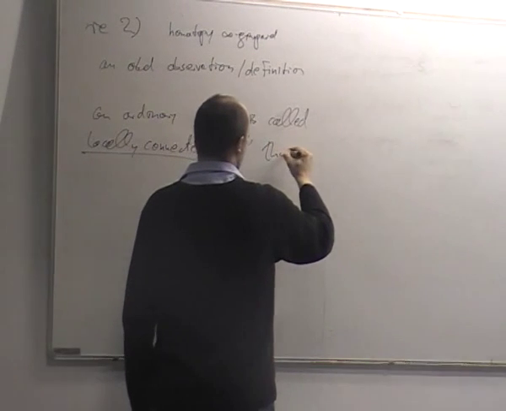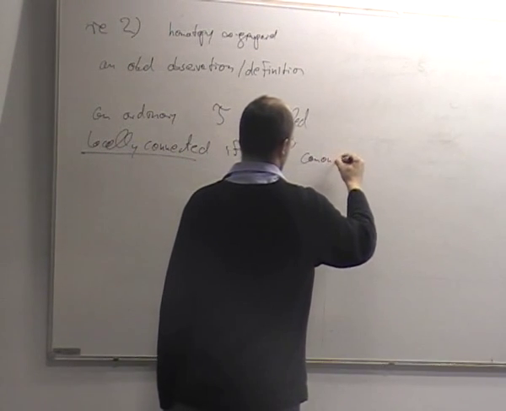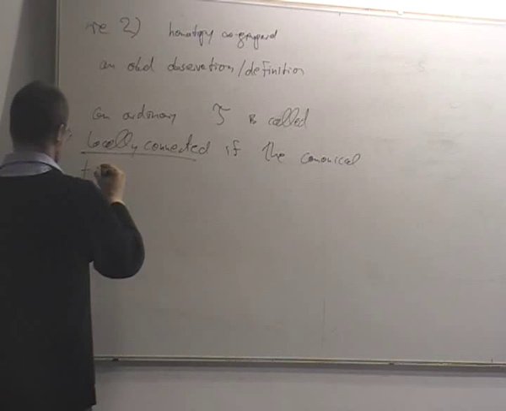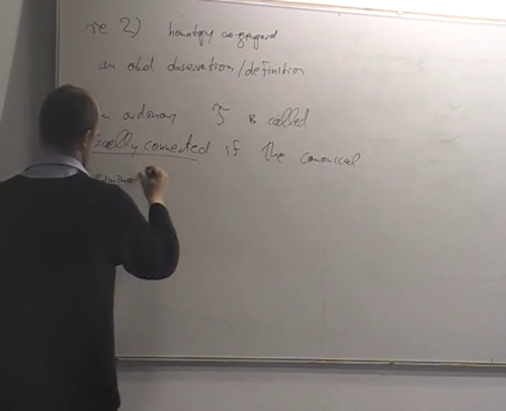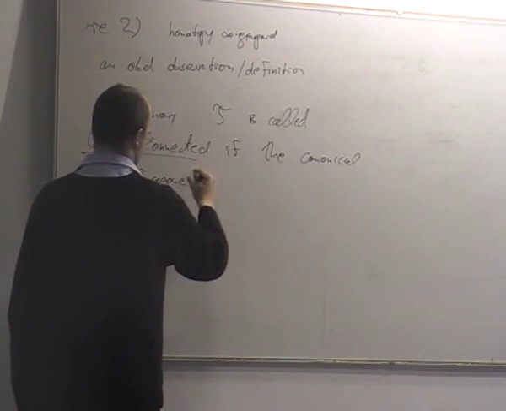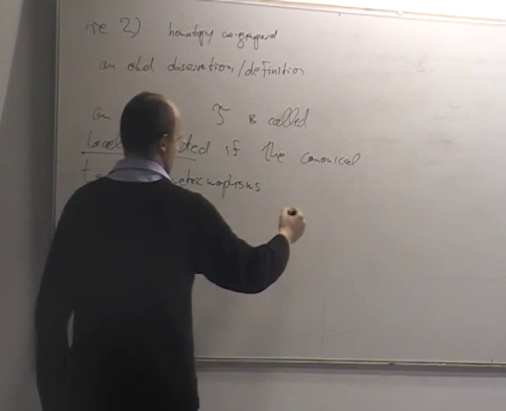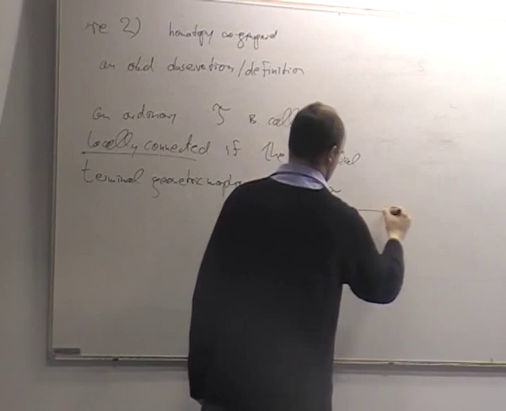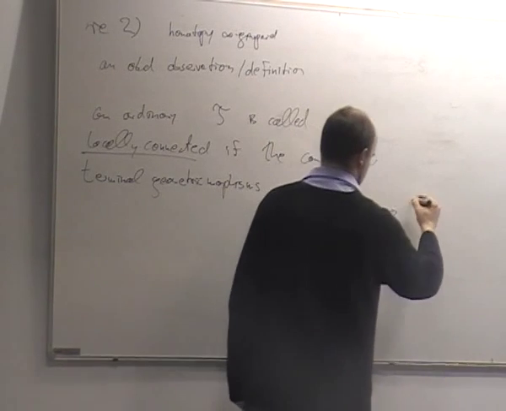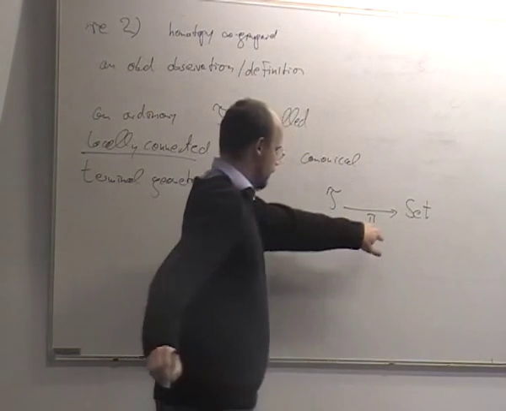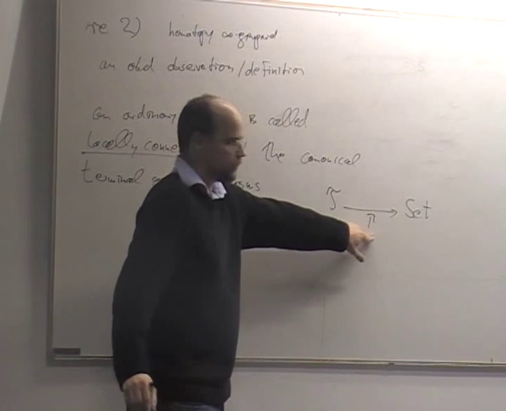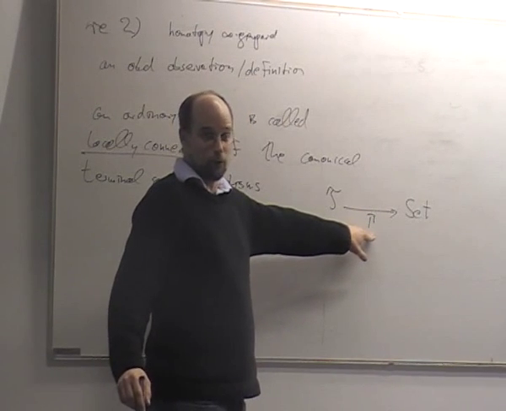If the canonical terminal topos morphism, terminal geometric morphism, meaning a canonically defined functor that takes the topos to the topos of sets by, if it's a sheaf topos, taking of each sheaf the set of global sections.